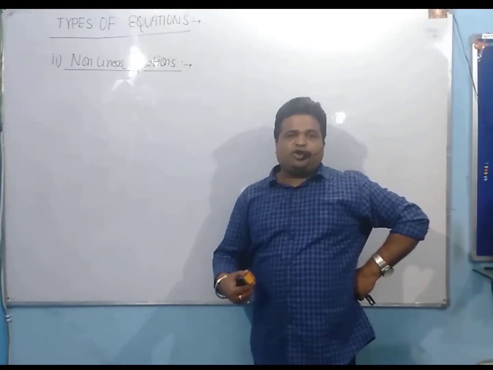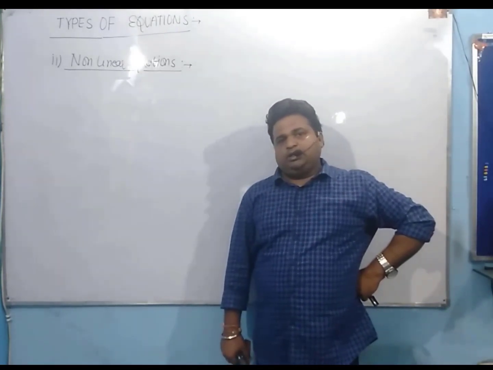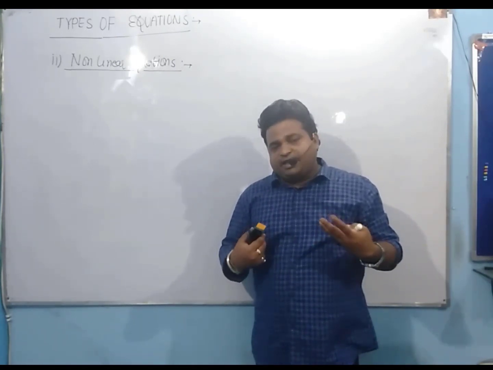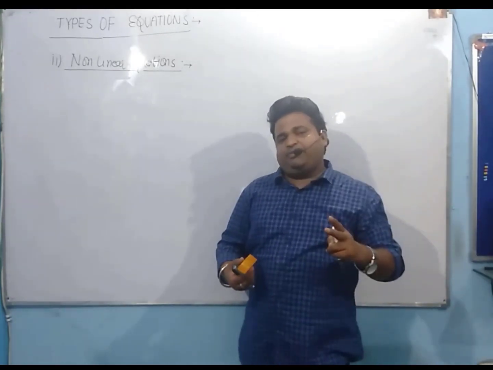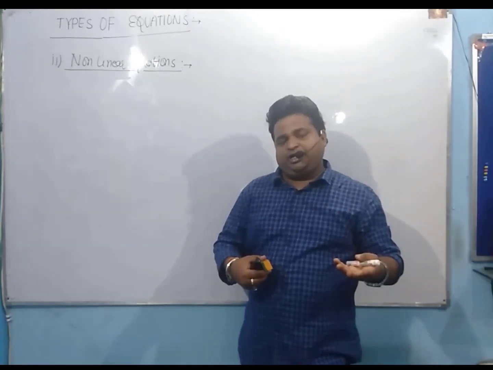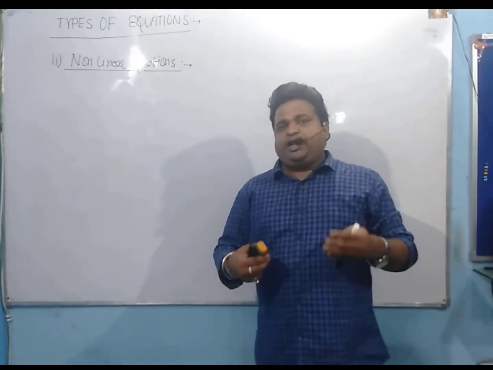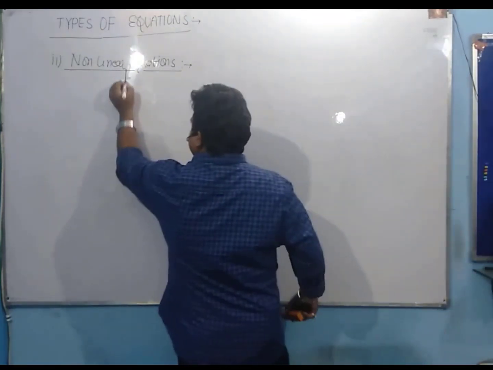So in non-linear equation, when you plot the graph of the variables, you will not get a straight line. Either you get a straight line, but one equation is not a linear equation. It could be quadratic, it could be polynomial, it could be any kind, but it cannot be a straight line.